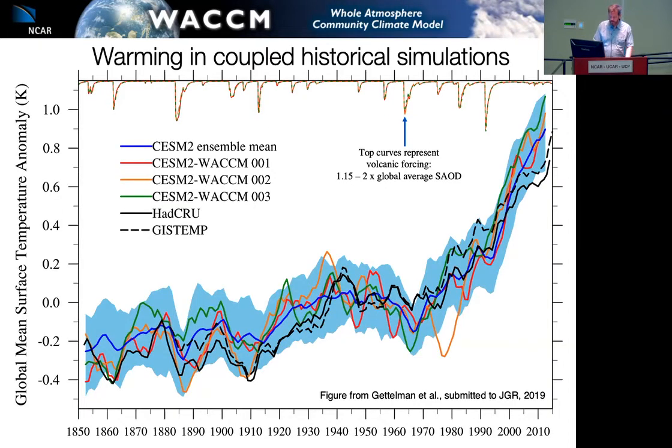This is the long-term global warming in coupled WACCM. We did 3 runs of this historical, shown in red, yellow, and green, compared to the CESM ensemble in the blue shade, where we did many more ensemble members. And the observations are the black solid and black dashed lines. These are all normalized to, I think, the period 1920 to 1980.